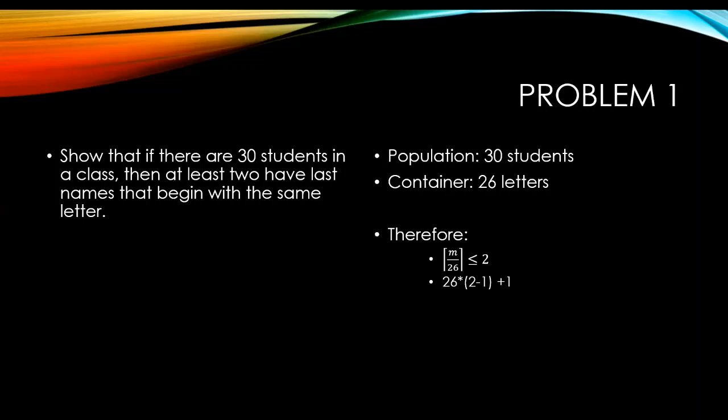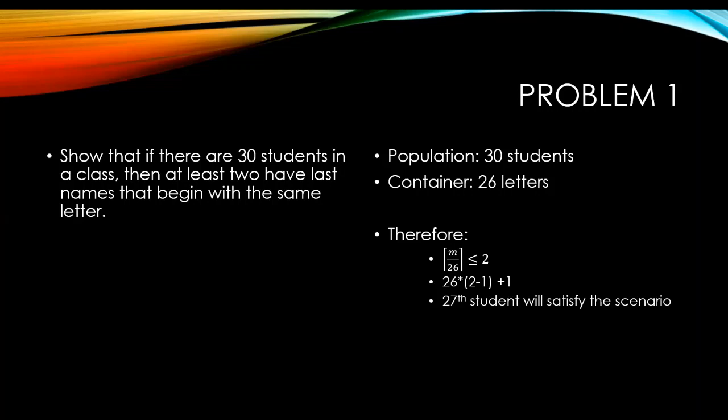We add 1 to 26 times 2 minus 1, so that M is bigger than 26. Because if we don't add 1, the result is still the same as 26. Don't forget, the numerator must be higher in order to round up. So the result is 27. It means that after 26, upon reaching 27, we are sure that there will be a surname that starts with the same letter. That will be the worst case scenario.